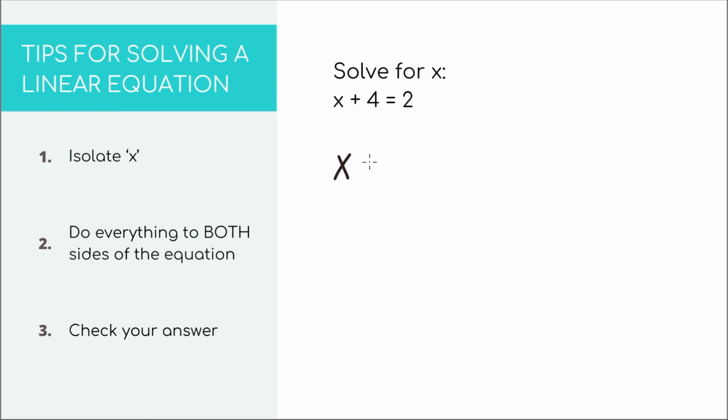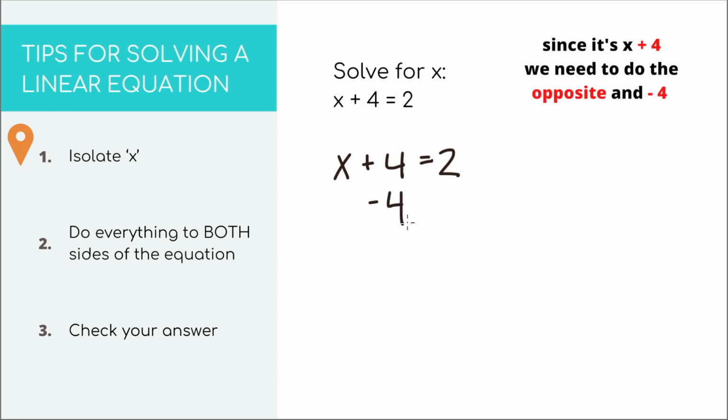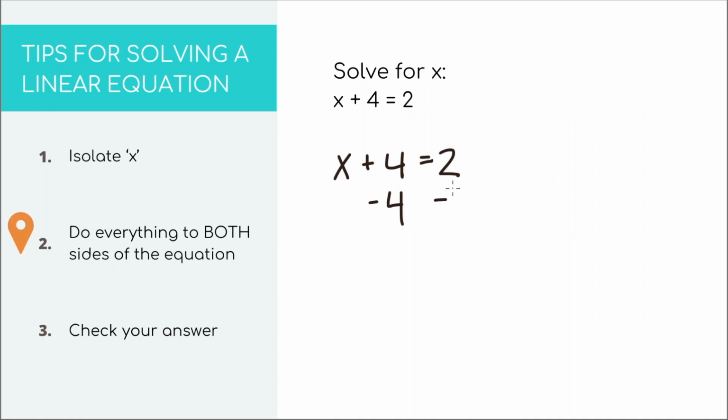Now we have x plus 4 equals 2. Same concept. We have all of our x's on one side of the equation, so let's get all of our numbers on the other side. In order to do that, we need to subtract 4. And always remember, what we do to one side of the equation, we need to do to the other.